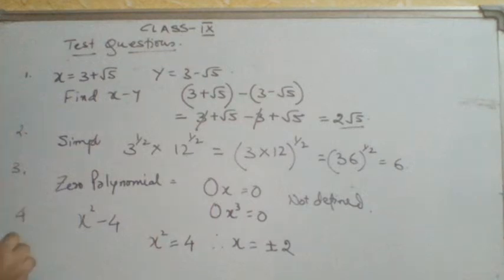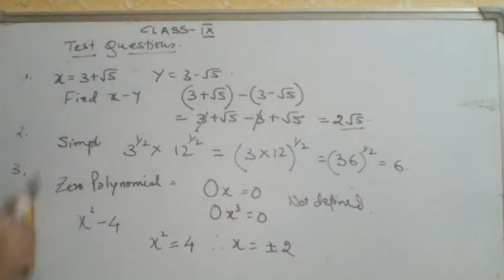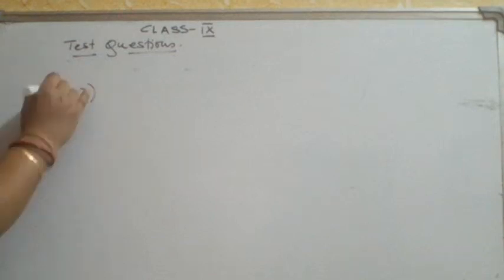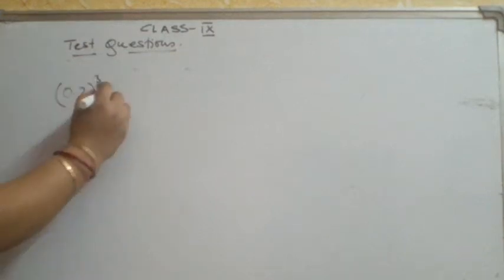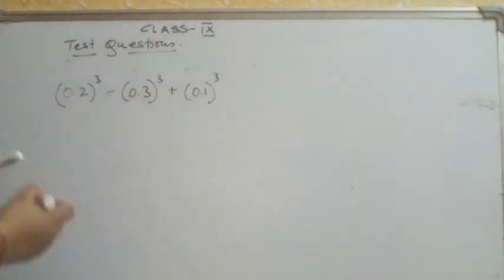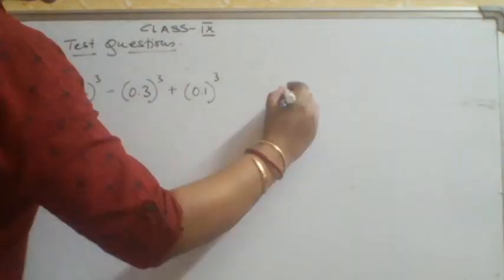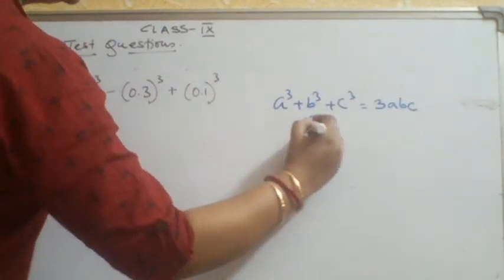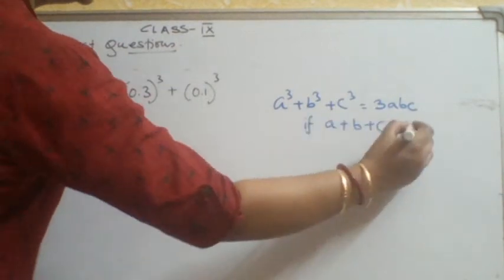Next, your fifth question is evaluate. This is also from your chapter of polynomials. We have just discussed this: evaluate (0.2) whole cube minus (0.3) whole cube plus (0.1) whole cube. So it is a cube plus b cube plus c cube. We know the identity: a cube plus b cube plus c cube equals 3abc if a plus b plus c is equal to 0.